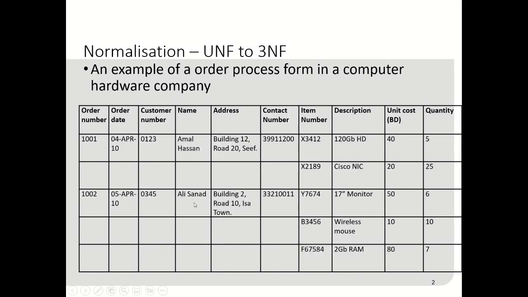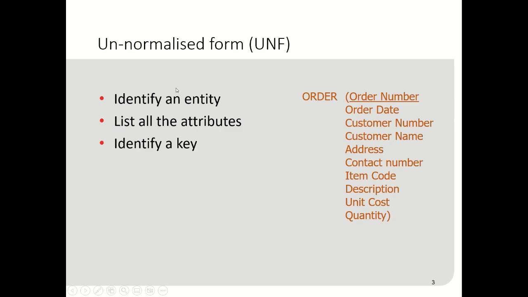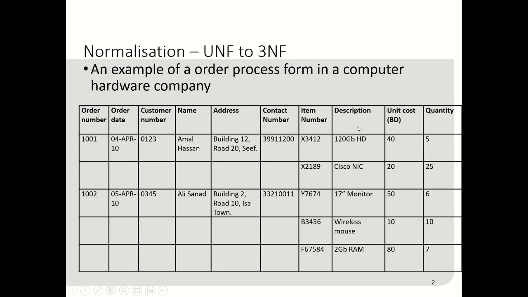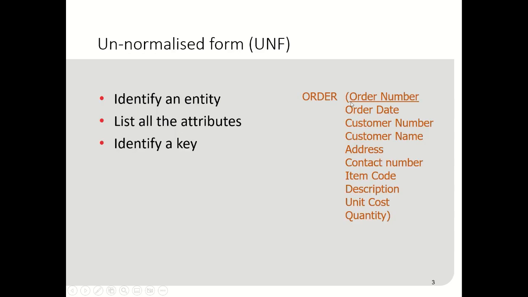So we are given an unnormalized form. See, this is an ordered process of a computer system. So once we have an unnormalized form, what we have to do is identify the entity, its attributes and the key. So we have identified this as an order process, and the entity is the order, and these are all the various attributes, and we have considered the order number as the primary key, right?